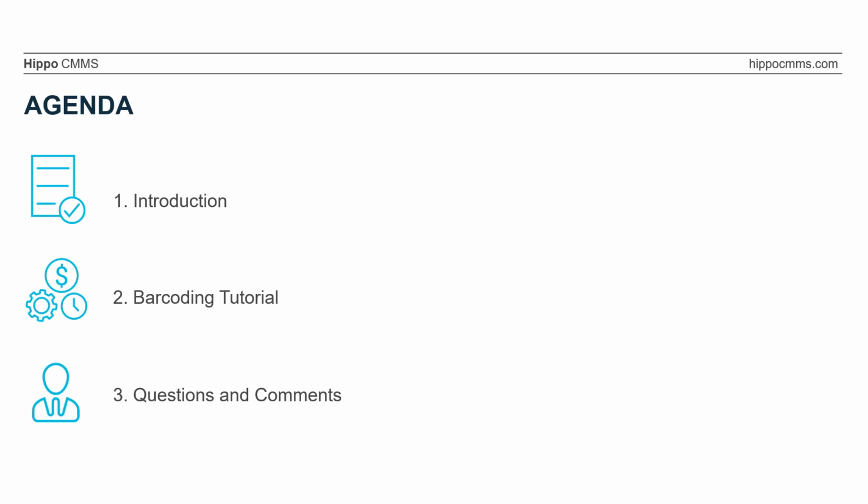Here is a look at today's agenda. We will start with a quick introduction, then begin our barcoding tutorial. Topics that we will discuss today include how to generate barcodes, how to scan and use barcodes, and barcoding services provided by Hippo. At the end of the webinar, there will be a short survey that will follow where you can answer a few questions and also ask any of your own. You are also welcome to use the question bubble on your screen to ask a question anytime. However, these questions will be answered after the webinar.